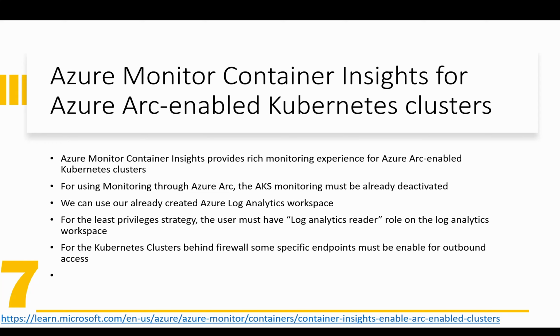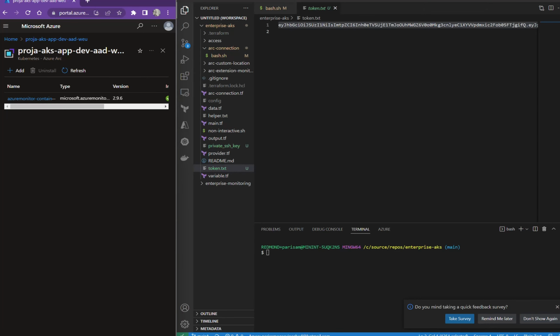And for the Kubernetes clusters behind a firewall, the specific endpoints must be enabled for outbound access. Please don't forget it. You can find all the endpoints in Azure documents. I can provide the link in the video caption. Okay, jump back to practice.